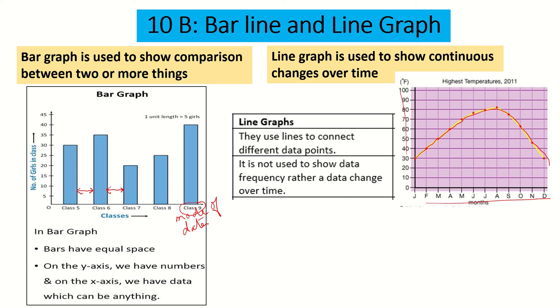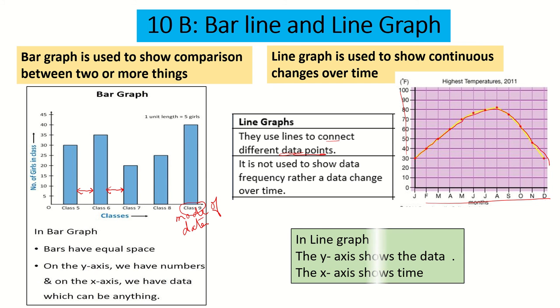In the line graph, lines are used to connect different data points. So these are different data points. In January the temperature was 30, in February it is 40, in March it is 50, in April it is 60. So the temperature is gradually increasing, and this line is connecting 2 points together. That is why it is called a line graph. It is not used to show frequency or comparison. Rather, it just gives you the gradual change that is occurring over time.